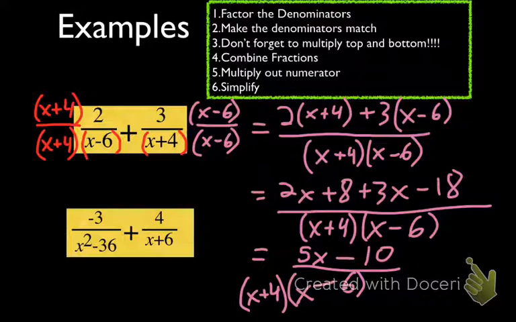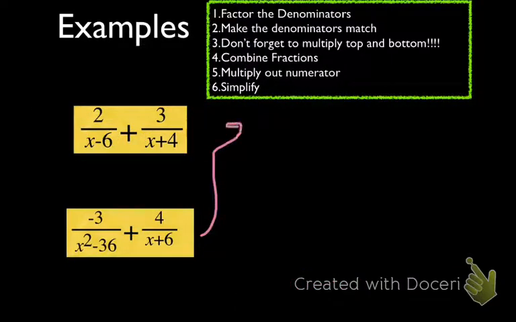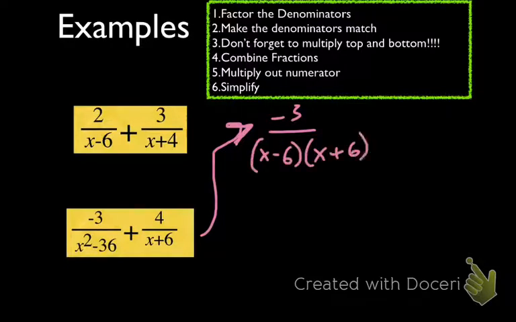X plus 4 of x minus 6. And then I think that's as simple as I can get. I do that. The fraction on the right is already factored. I'm not worried about that one. The one on the left is going to be negative 3 over x minus 6 times x plus 6. Right. Plus 4 over x plus 6.